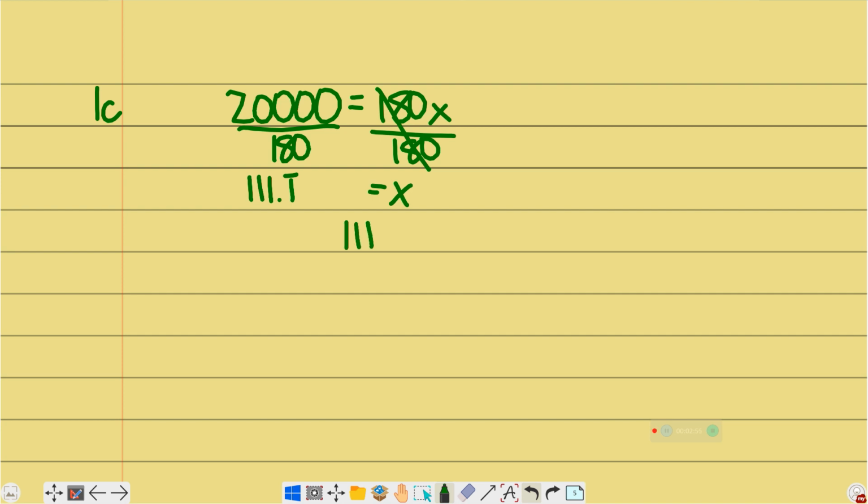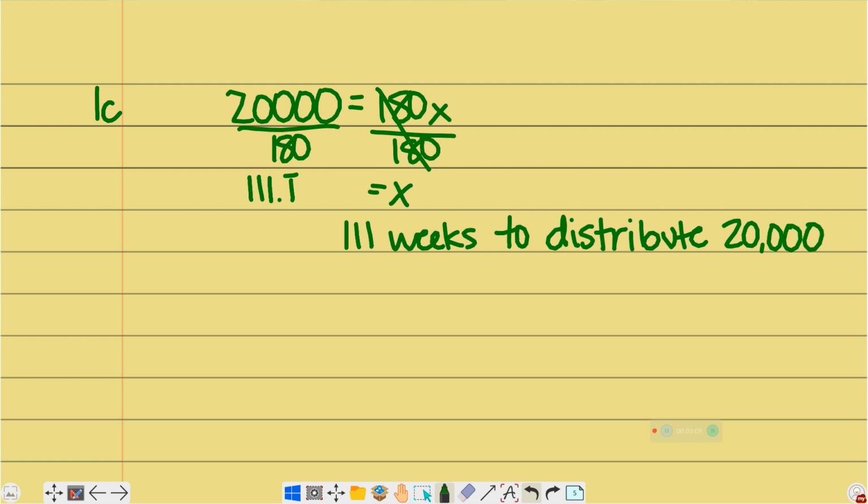So it will take them 111 weeks to distribute 20,000 cans. And since it's not exactly 111 weeks, we could say about or just over 111 weeks, approximately, those sorts of words.